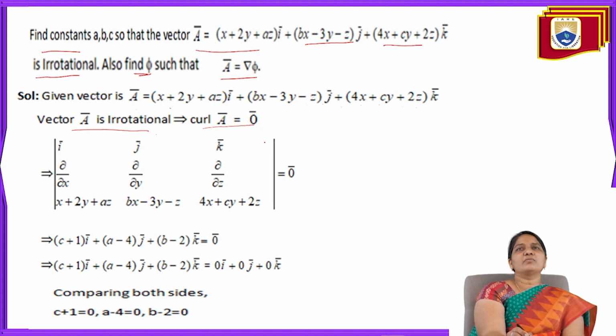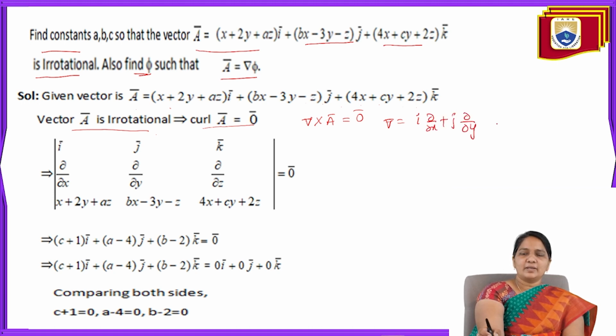Curl A bar equal to 0 bar means the determinant value. Curl A is nothing but del cross A bar equal to 0 bar. Here del is i dou by dou x plus j dou by dou y plus k dou by dou z. Now we write the coefficients of i, j, k: dou by dou x, dou by dou y and dou by dou z. Next, A bar is already given in the question.